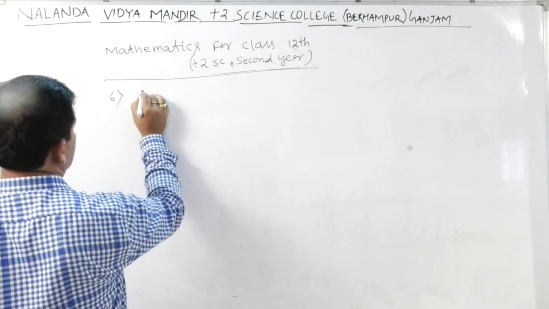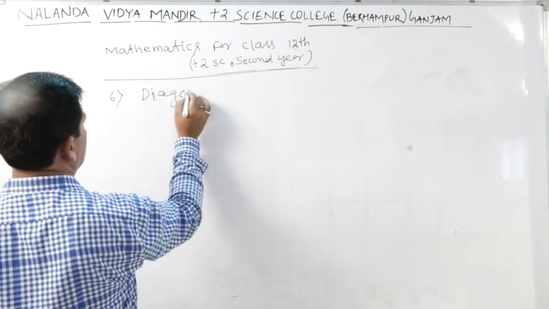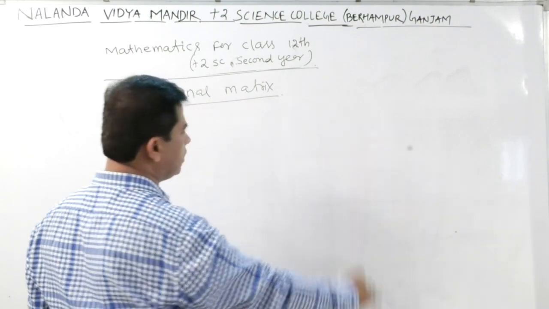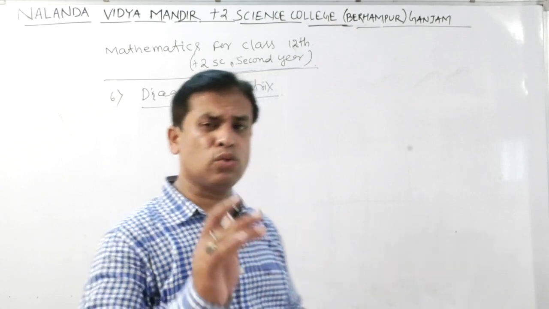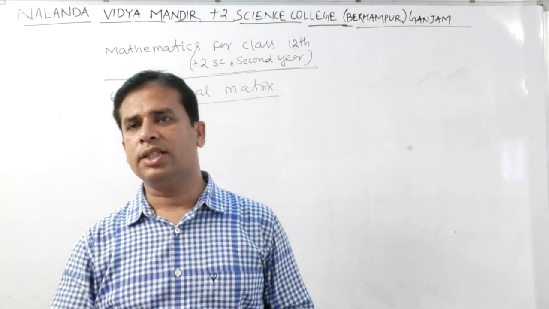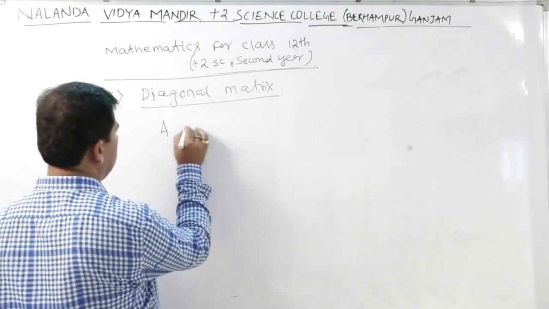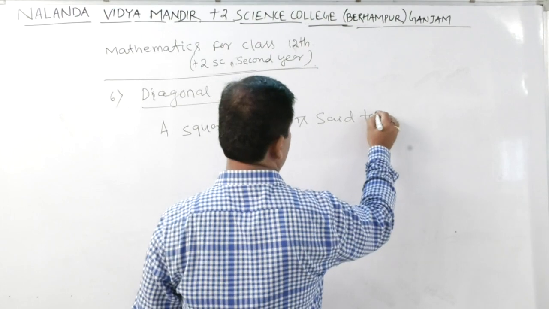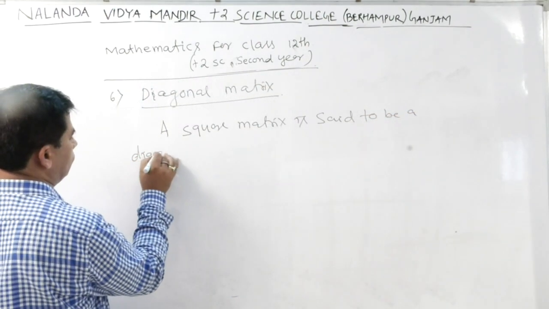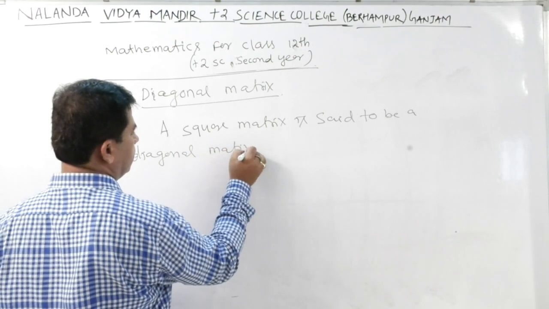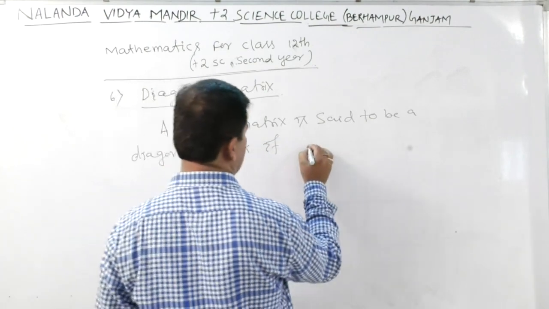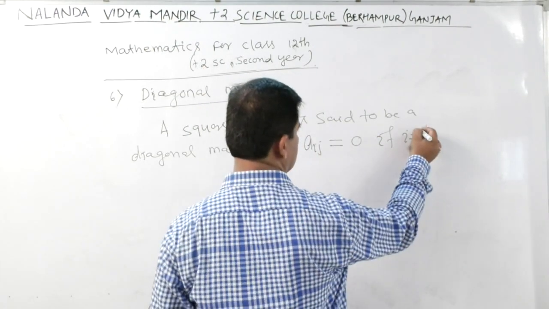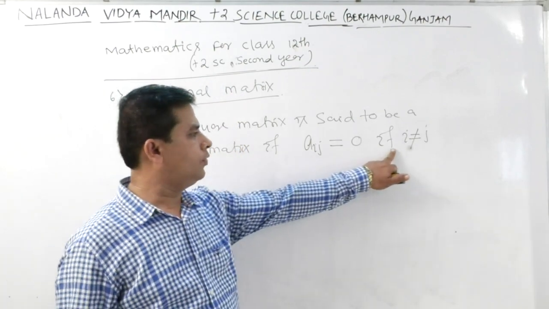Now, diagonal matrix. What is our diagonal matrix? A square matrix is said to be a diagonal matrix if Aij is equal to 0 if i is not equal to j.